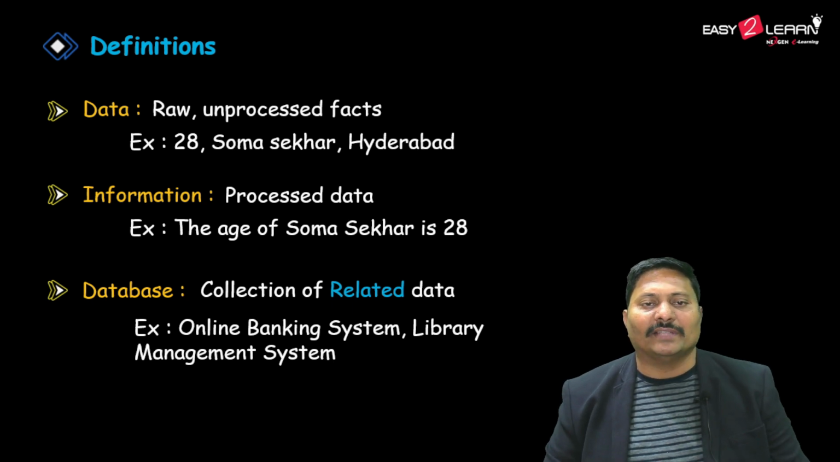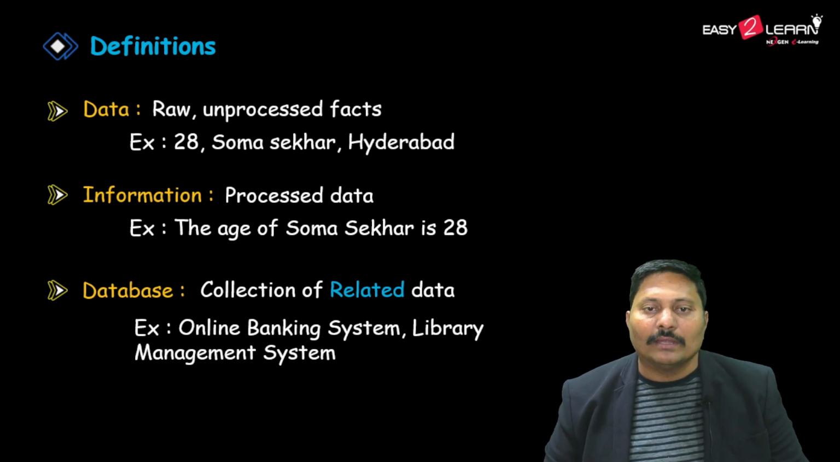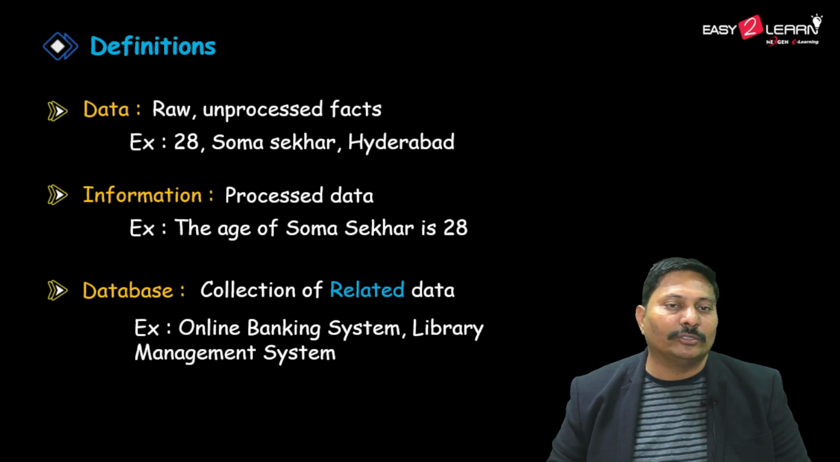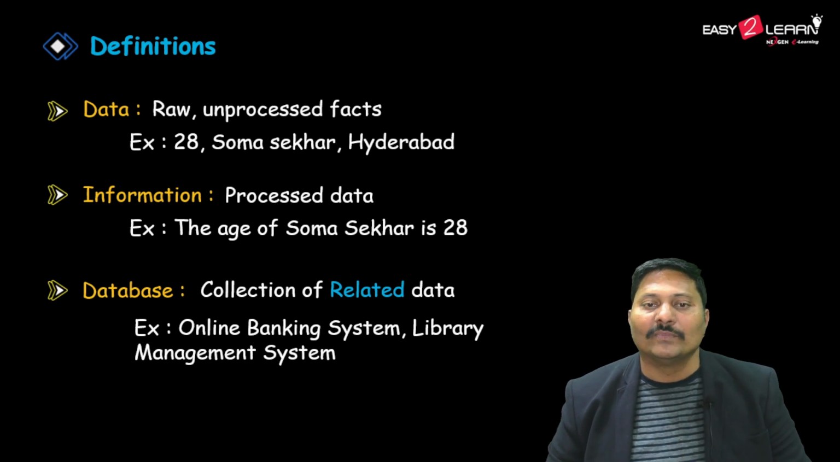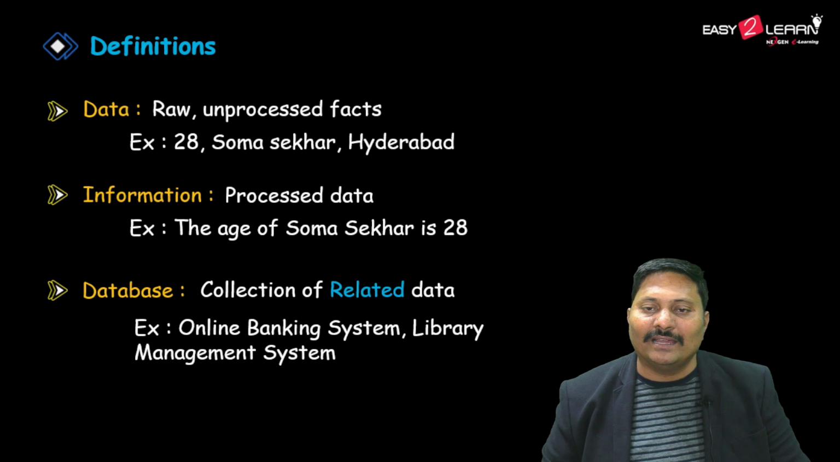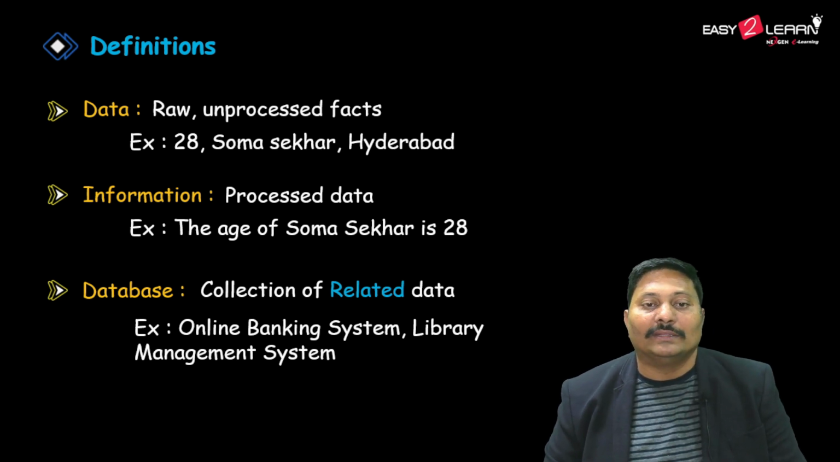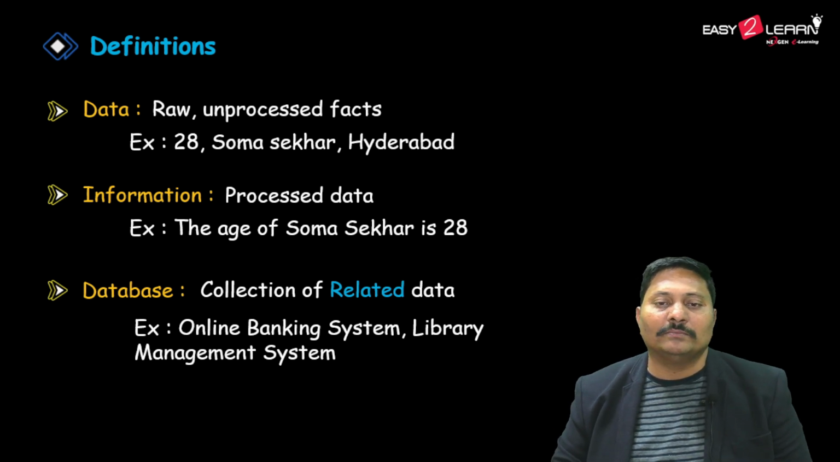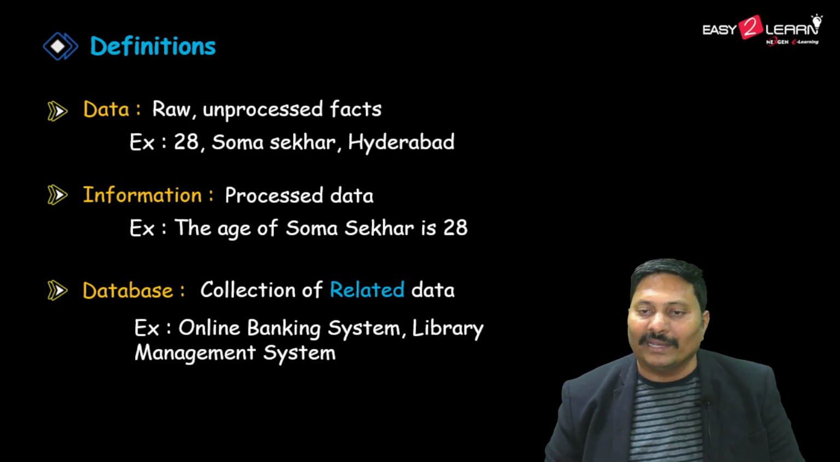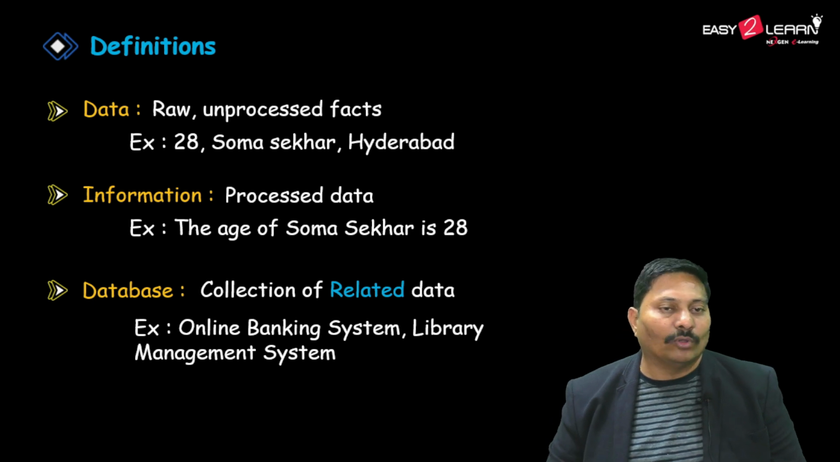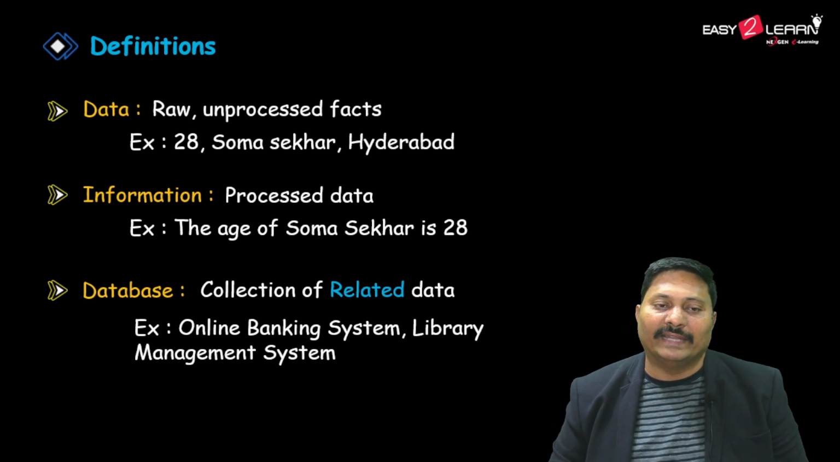Next, let us see what a database is. A database is a collection of related data. Now, a random collection of data or data that is not related cannot be referred to as a database. It has to be a collection of related data. For example, the data in an online banking system database has to be related to that particular bank. Similarly, the data in a library management system database has to be related to that particular library. So, this is what we call a database.